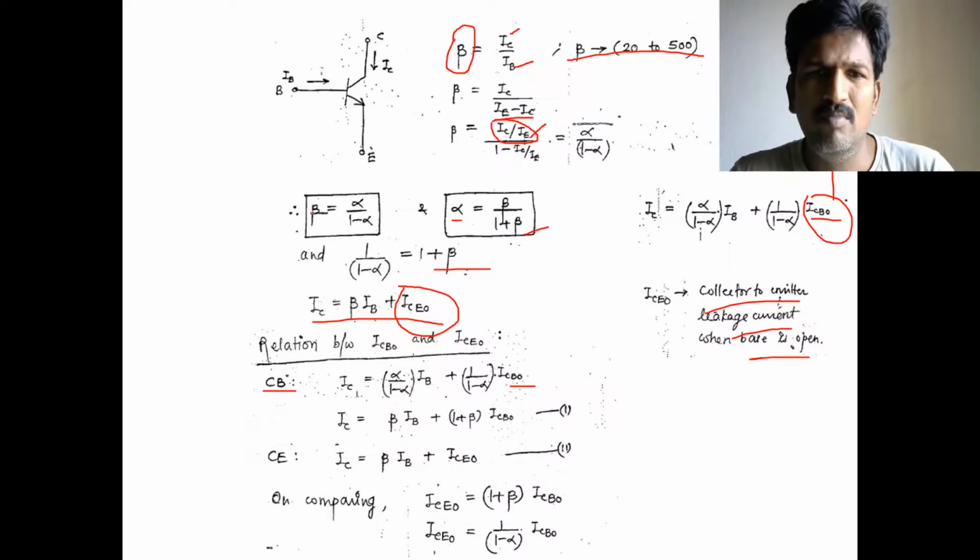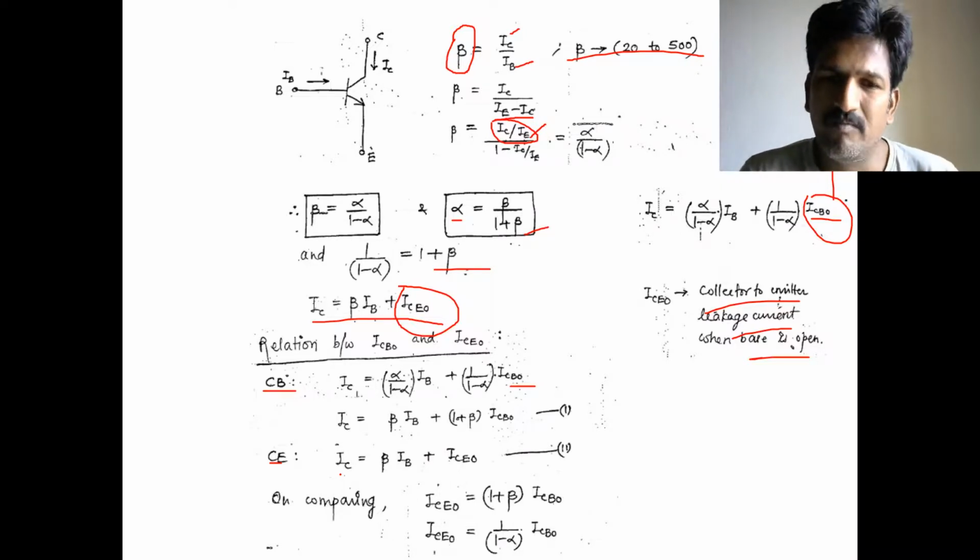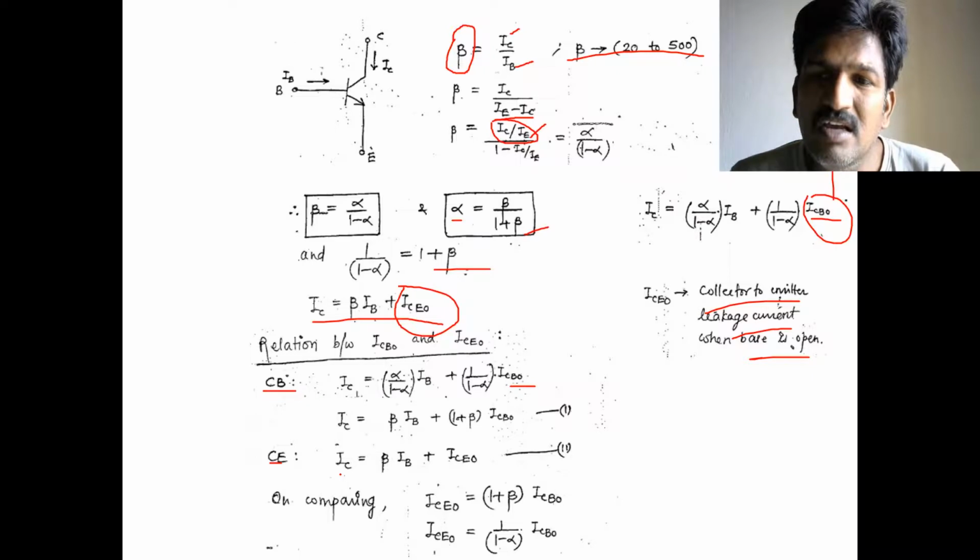Because 1 by 1 minus alpha is equal to 1 plus beta, I just replaced it. Alpha divided by 1 minus alpha is beta. Then for the CE configuration, IC is equal to beta IB plus ICEO. You should remember ICEO is nothing but the leakage current, the collector to emitter leakage current when the base is open.